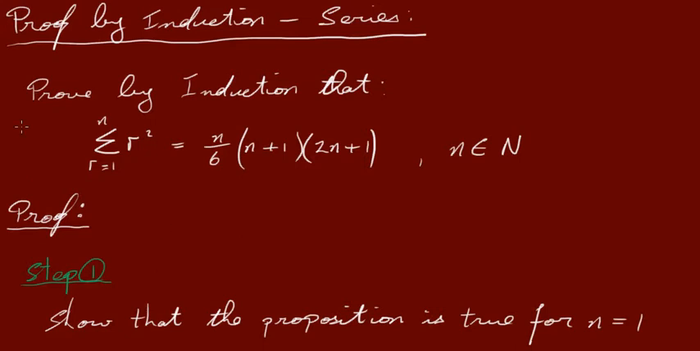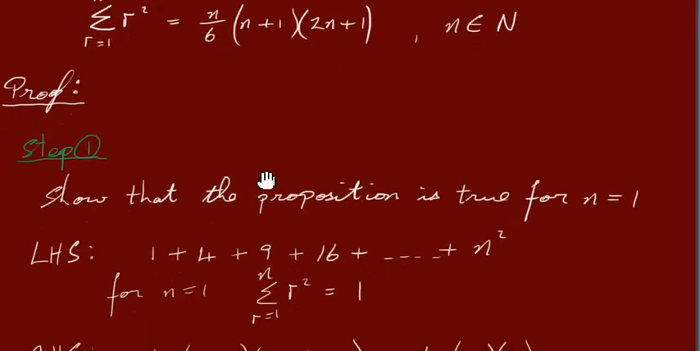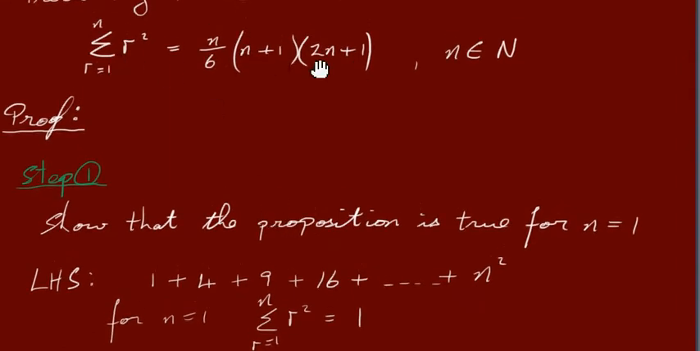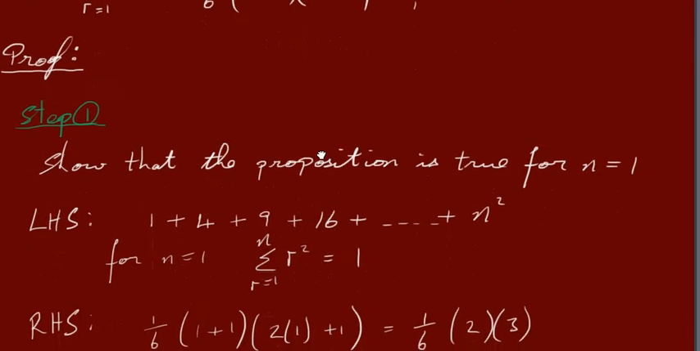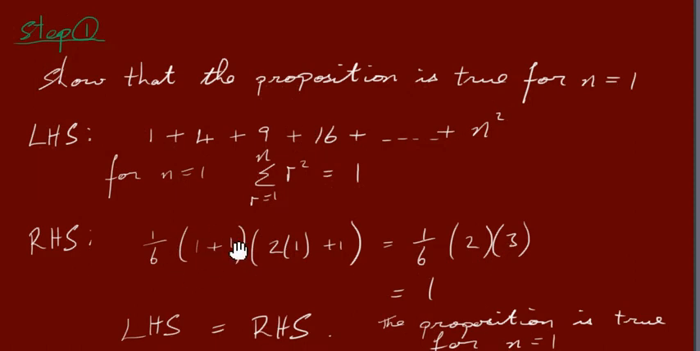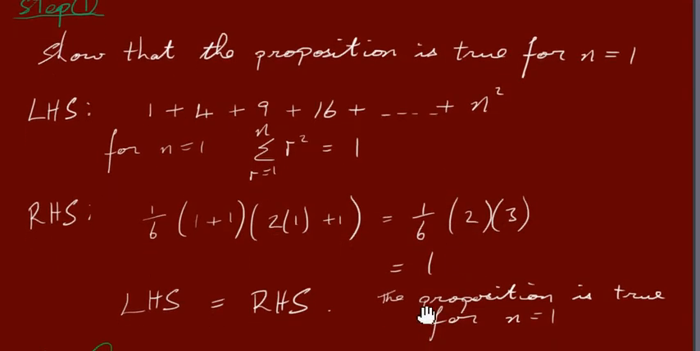So I'm going to do this in 4 steps, and the first step is to show that the proposition is true for n is equal to 1. So look at the left hand side here. If I put 1 in instead of r, I get 1 squared, which is just 1. On the right hand side, if I put 1 in here, here, and here, I get 1 over 6 times 1 plus 1 times 2 times 1 plus 1, which is 1/6 times 2 times 3, which is 6, and 1/6 of 6 is 1. So on the right hand side I get 1 as well. So the proposition is true for n is equal to 1. The left hand side is equal to the right hand side when you substitute 1 into your equation.